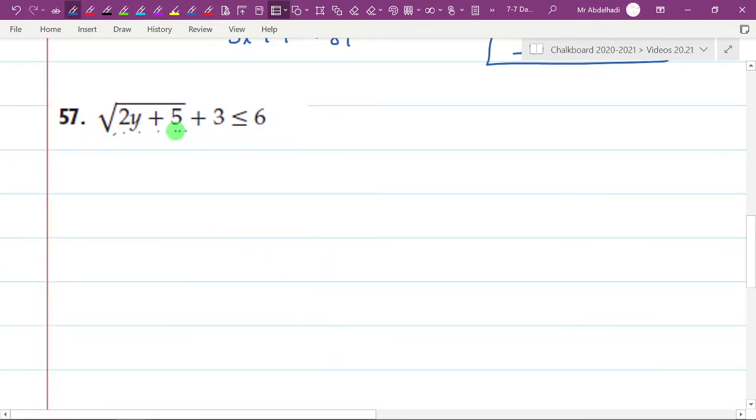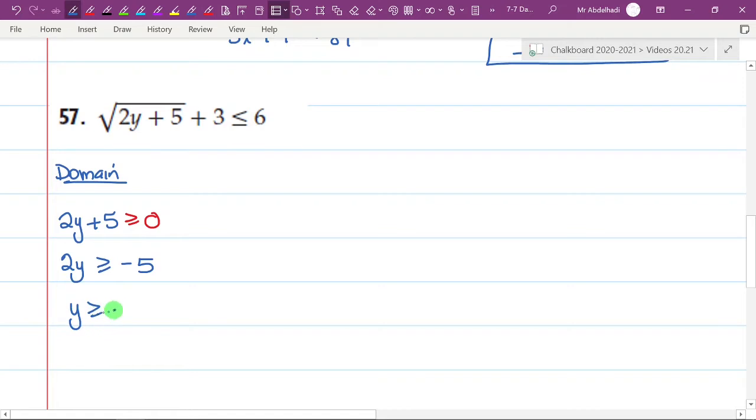Okay, so what's the domain right here? Well, the domain we'll get by setting the inside here, 2y plus 5, greater than or equal to 0, as we do for the domain, right? And we'll subtract 5 from both sides, and we'll get 2y is greater than or equal to -5. We'll divide both sides by 2, and we'll get y is greater than or equal to -5 over 2. Okay, there's your domain, also known as -2.5 right there. So we'll put that aside. We'll come back to it later.